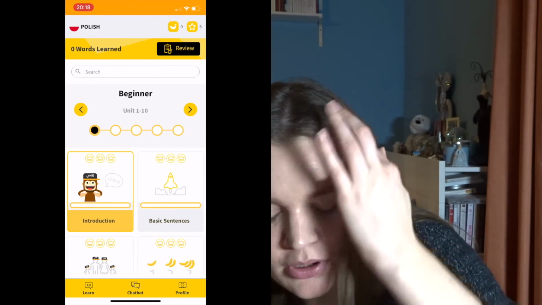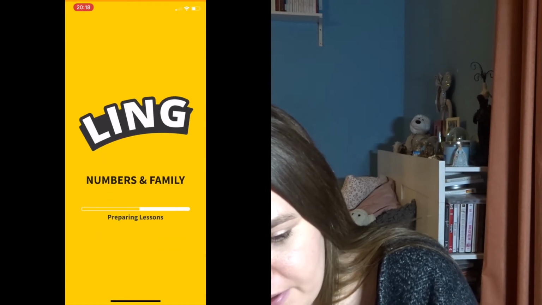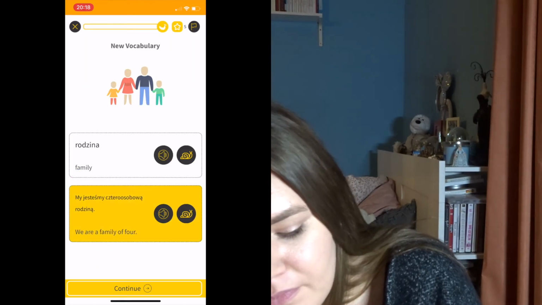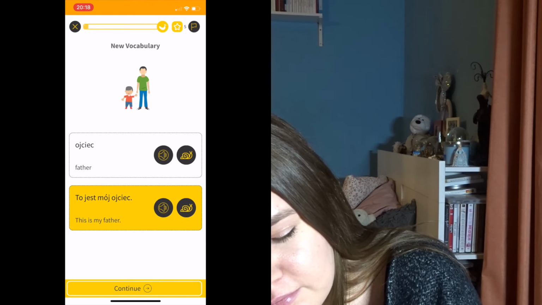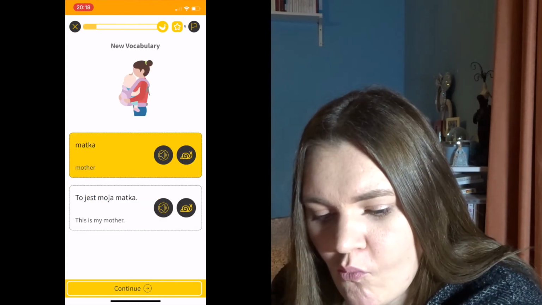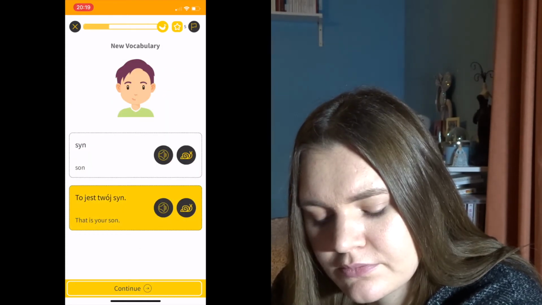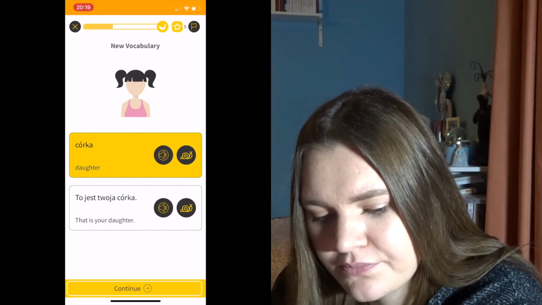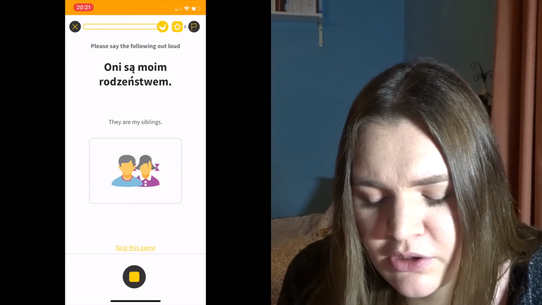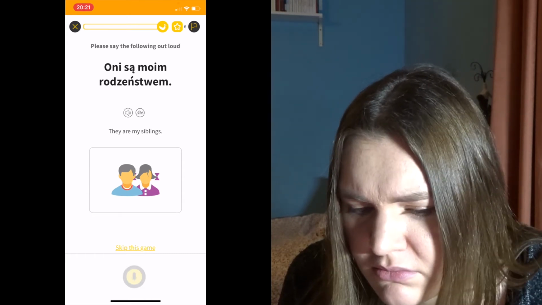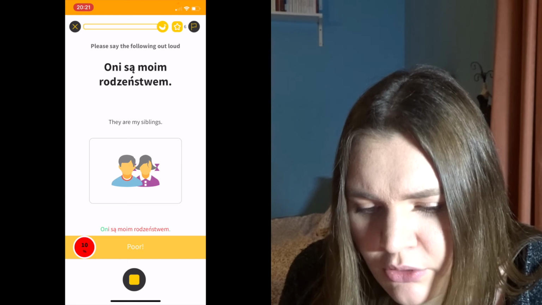Polish, of course, Polish. What should we do for Polish? Numbers and family. Rodzina. My jesteśmy czteroosobową rodziną. Wow. Ojciec. To jest mój ojciec. Matka. To jest moja matka. Makes sense. Syn. To jest twój syn. Okay. Córka. To jest twoja córka. Oni są moim rodzeństwem.